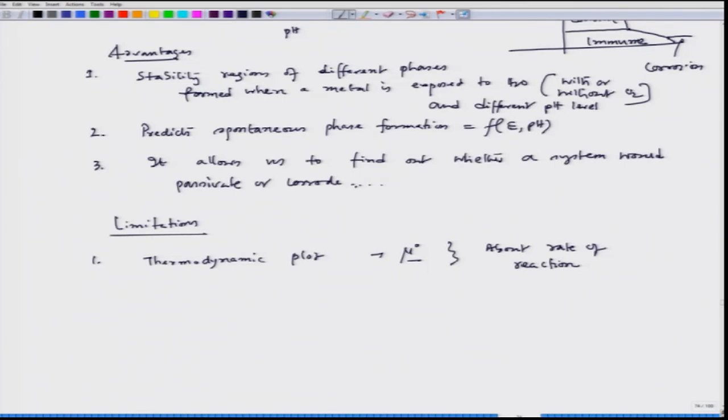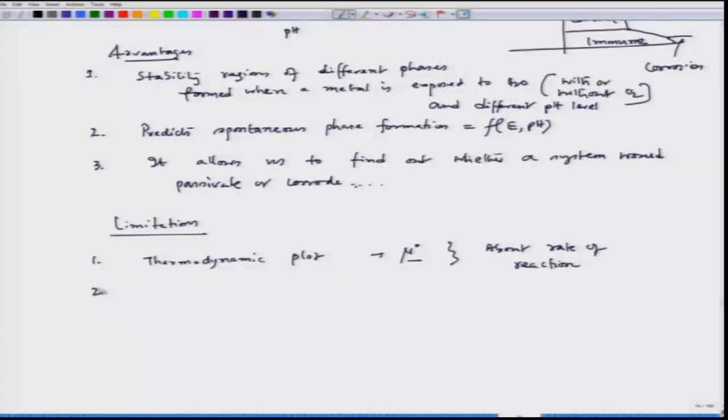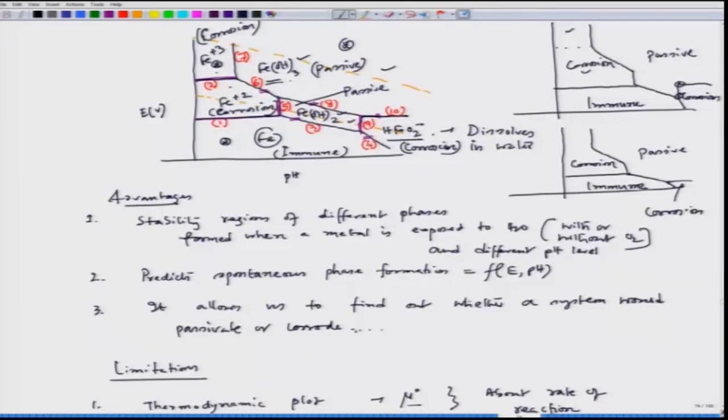And many a time the rate becomes crucial even if there is spontaneity. So, we have spontaneity because it is in the corrosion zone, but the rate may be very slow. So, we might say that the corrosion is very, very low. Now, second part, we do not have any information on the kinetics of corrosion.